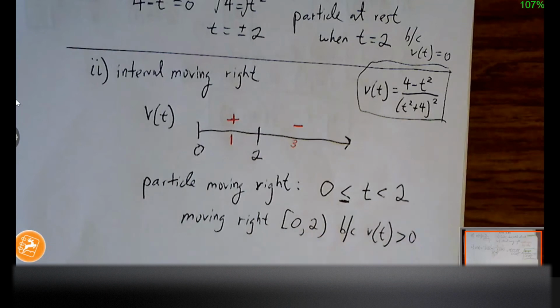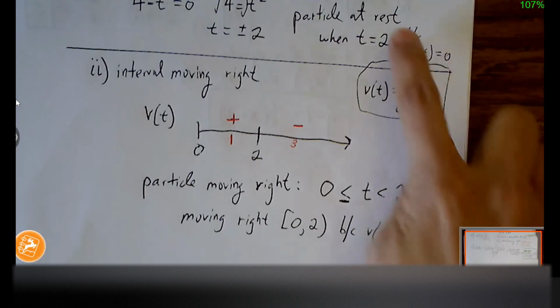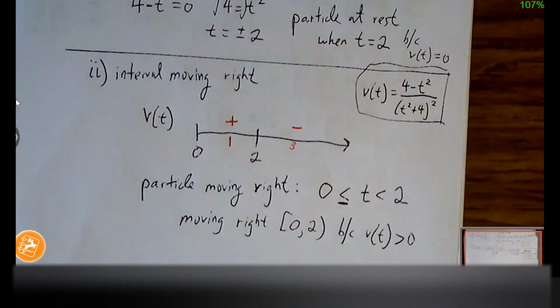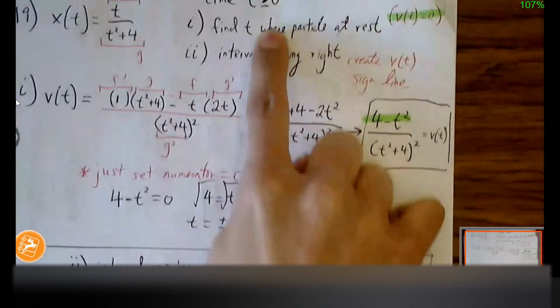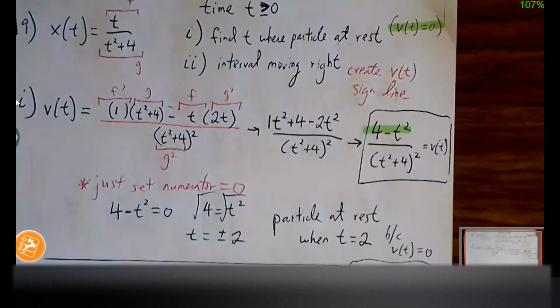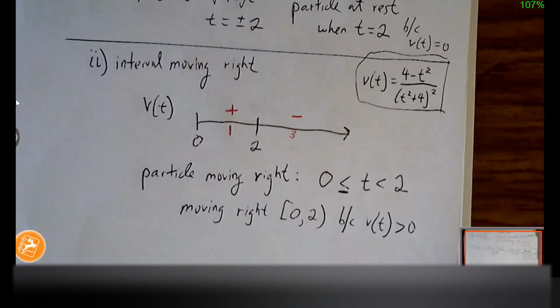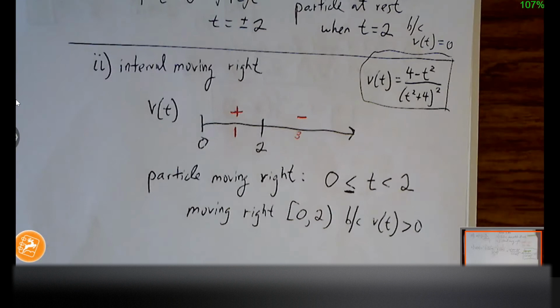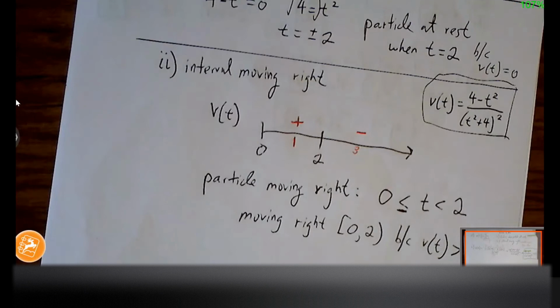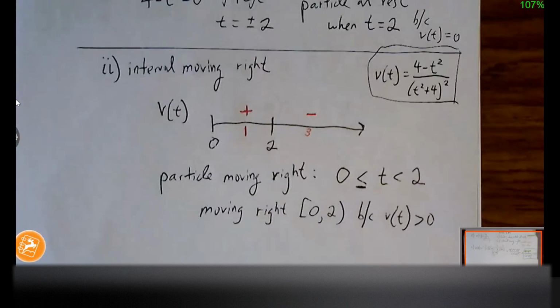We don't have it at 2 because we know 2 is a resting time for this particle. But 0 is not a resting period because it didn't show up when we were setting velocity equal to 0. So it's a bracket at 0 and not parentheses, first because it's moving to the right, and second because it's part of our domain. So it's a valid point to test. And the reasoning is because velocity is greater than 0. Okay, any questions with 19?